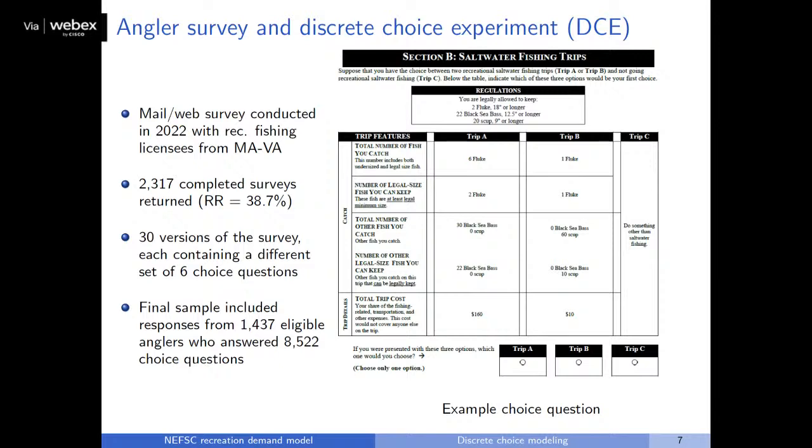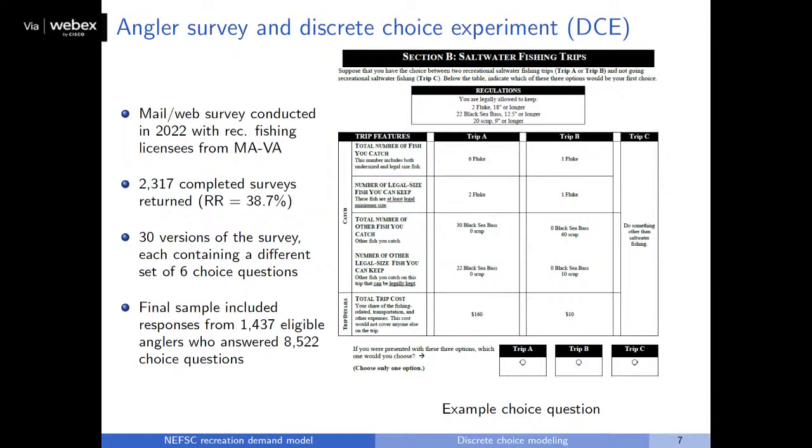So we went out and collected this type of data through a mail and web angler survey that was conducted in 2022 with individuals who held marine recreational fishing licenses from Massachusetts to Virginia. The survey collected information about anglers' fishing experience and avidity, as well as demographics like age and education. But importantly, it included a section called the discrete choice experiment. I've shown here an example choice question from the discrete choice experiment.